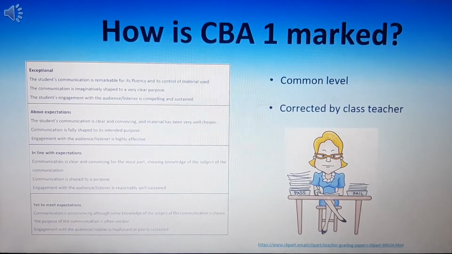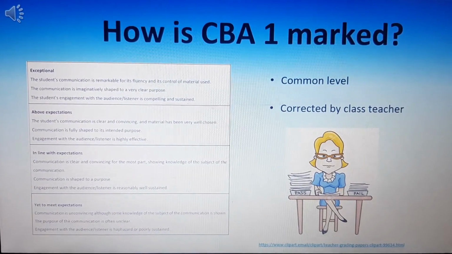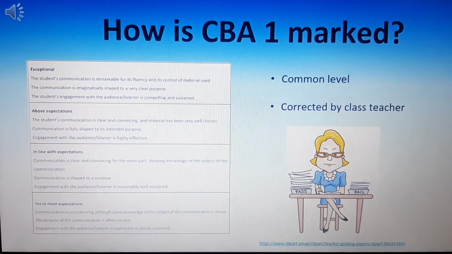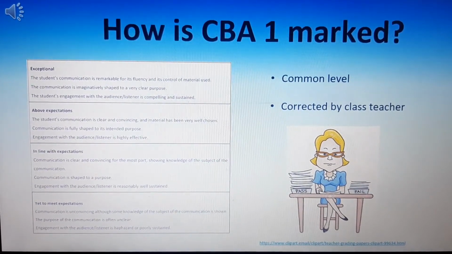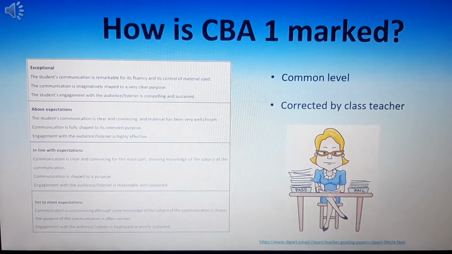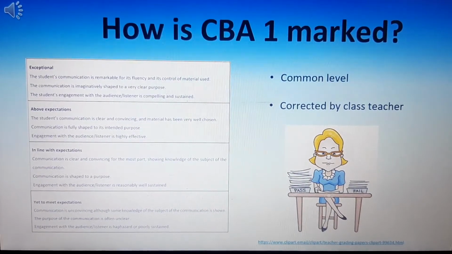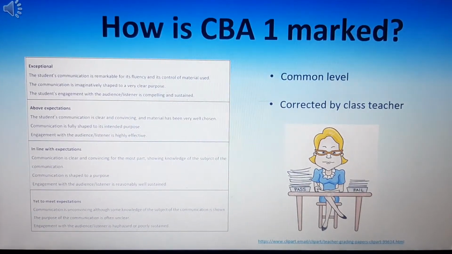Exceptional. The student's communication is remarkable for its fluency and its control of materials used. The communication is imaginatively shaped to a very clear purpose. The student's engagement with the audience, listener, is compelling and sustained.